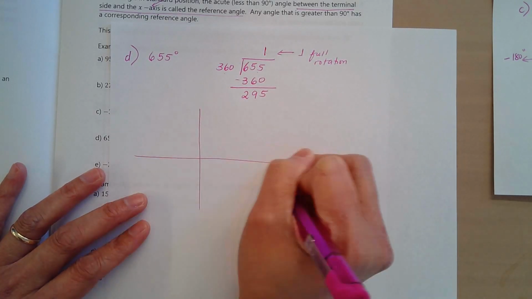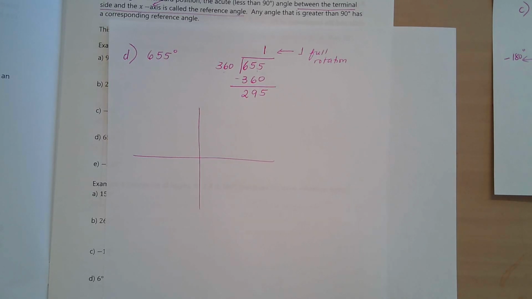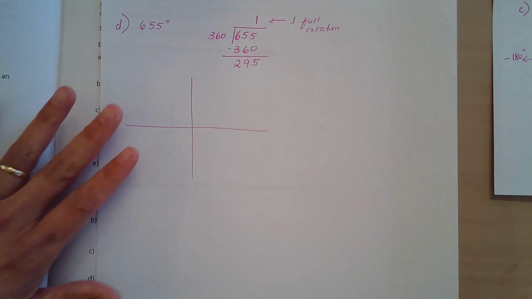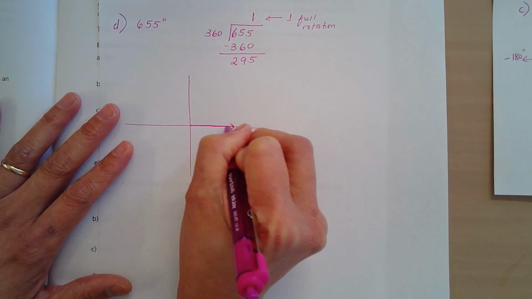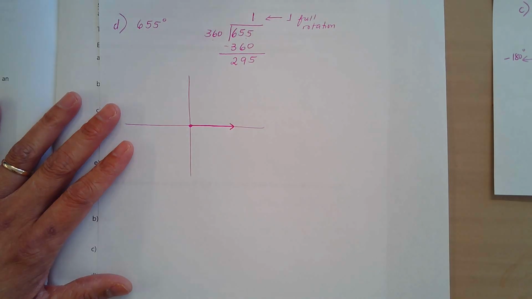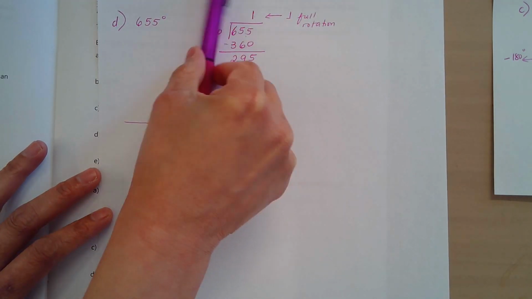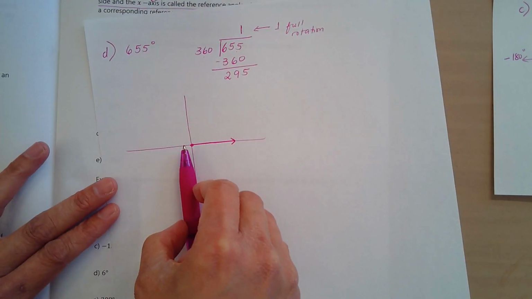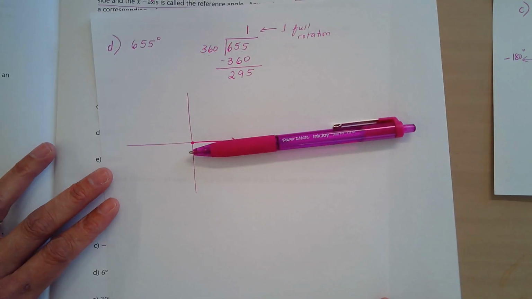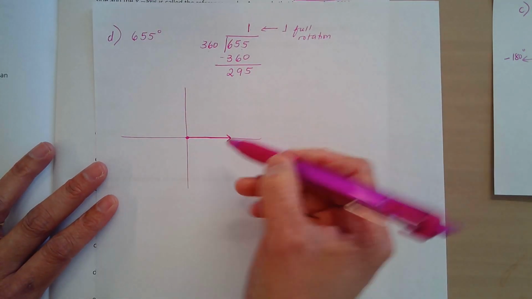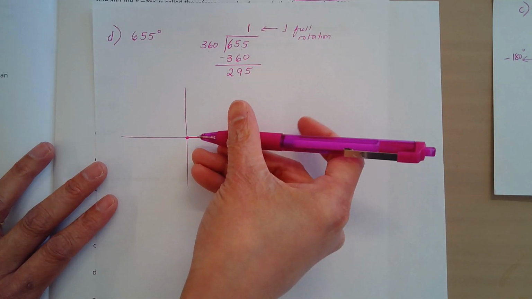I like to visualize what I do, because when you visualize it, it makes sense. So this is my initial arm, at the positive x-axis. I'm going to do one full rotation. Should have brought a little stick or something. And then I'm not going to stop there. I'm going to keep continuing on until I get 295, so again, plus 295 degrees.